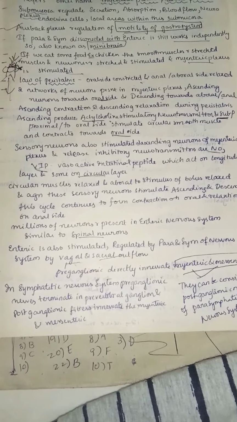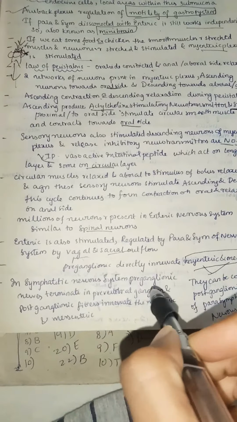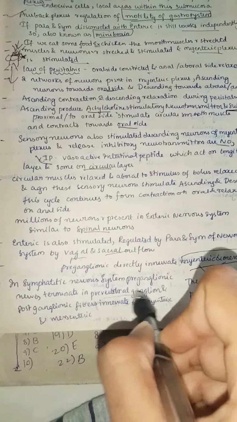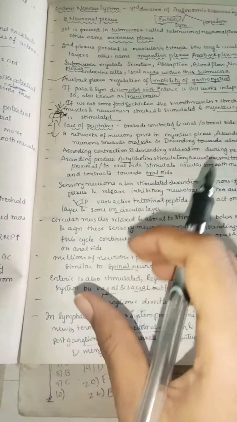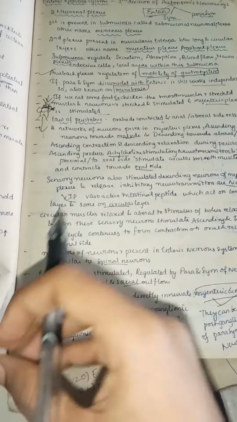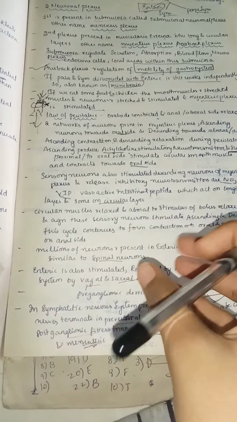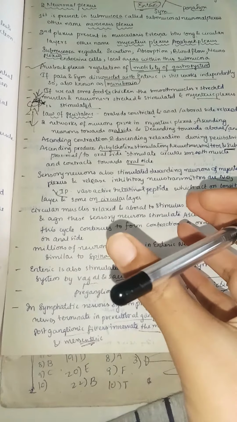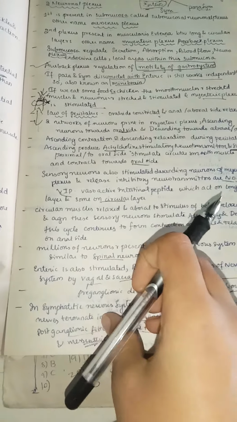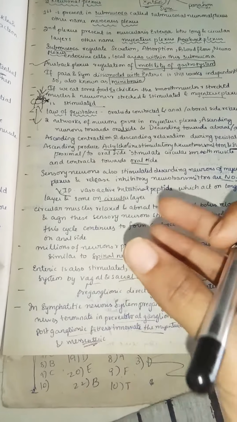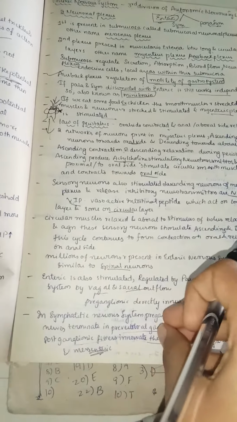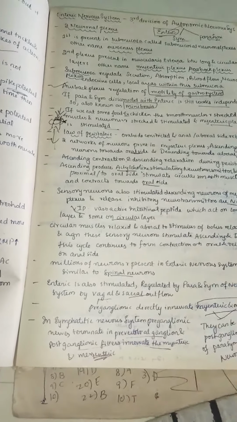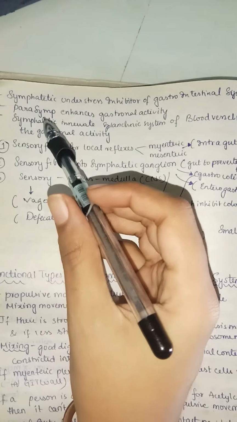It will give its postganglionic fibers to our myenteric and submucosal plexuses. So in the sympathetic nervous system, the preganglionic nerves terminate in the prevertebral ganglia and the postganglionic fibers innervate the myenteric and submucosal plexuses. This is very important to remember. The parasympathetic directly activates our myenteric and submucosal plexuses, so they act as postganglionic in the case of parasympathetic. Whereas in the sympathetic, the preganglionic fibers go to the prevertebral ganglia, and the postganglionic neurons activate the myenteric and submucosal plexuses. Now we are in the sympathetic.